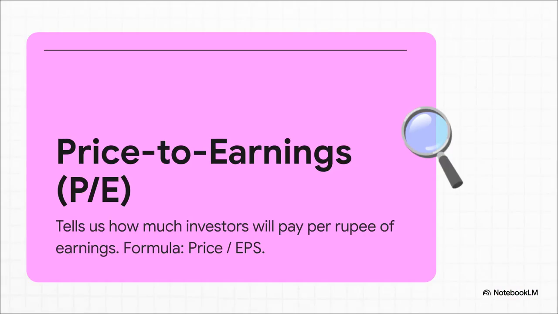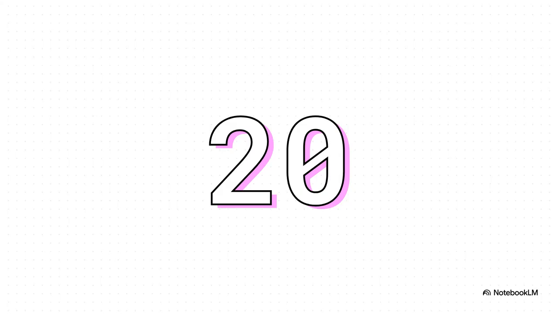And here he is, the king of all ratios, the price-to-earnings, or PE ratio. It's so popular because it's simple and powerful. It basically asks, how much are investors willing to pay for 1 rupee of this company's profits? Now, a high PE isn't necessarily bad. It often just means investors are really excited and expect huge growth in the future, so they're willing to pay a premium for it today. It's a hype meter.